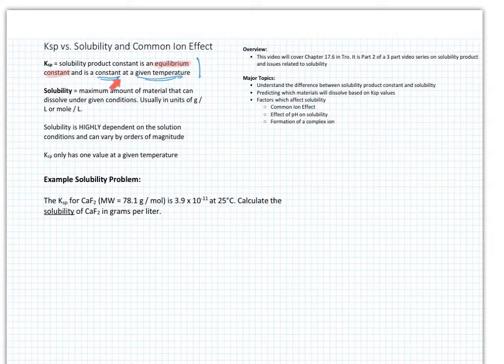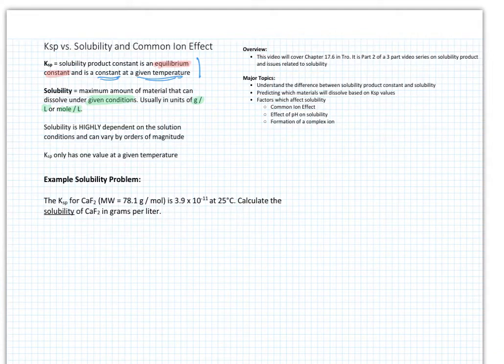So if you're at 25 degrees C and you're given a value for KSP, that will be true no matter what your conditions are. Solubility, on the other hand, is highly dependent on the solution. So solubility is the maximum amount of material that can dissolve under a given set of conditions. Okay, so this is a key distinction. Depending on what the conditions are, the solubility in grams per liter or in moles per liter, those are the kind of typical units, can vary a lot.